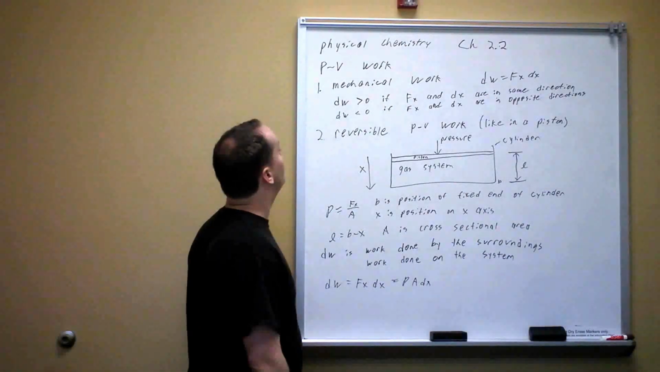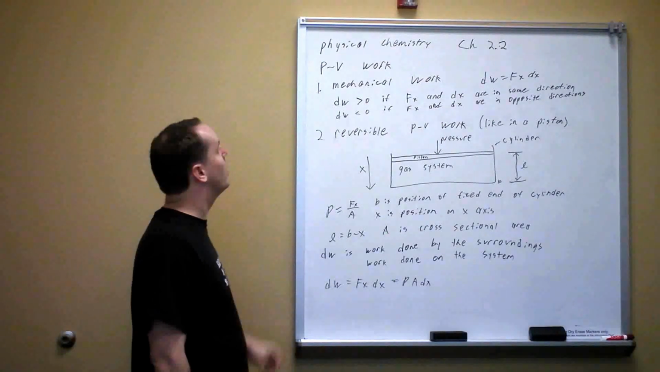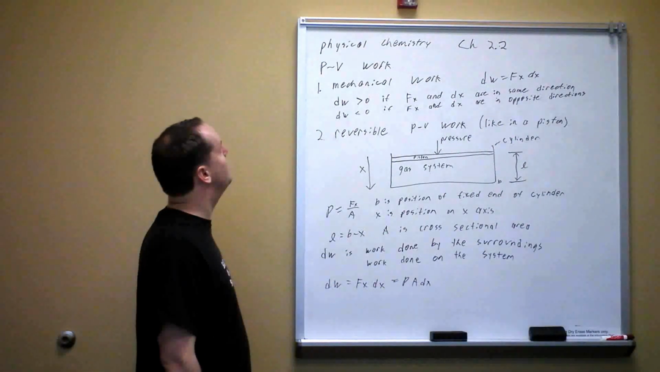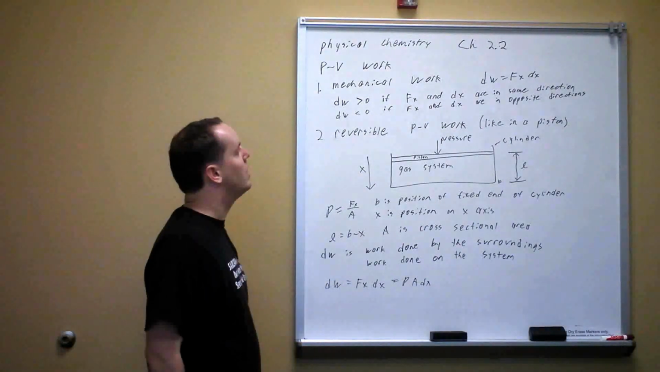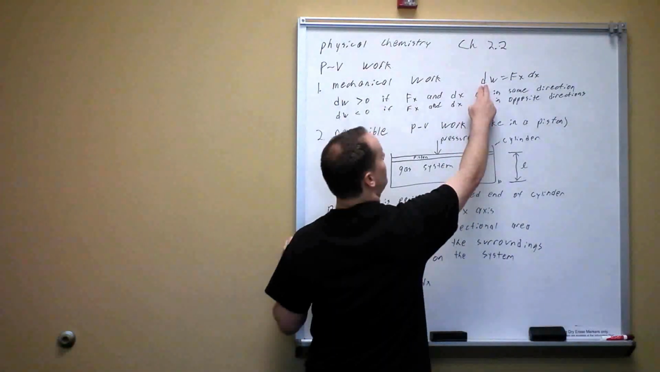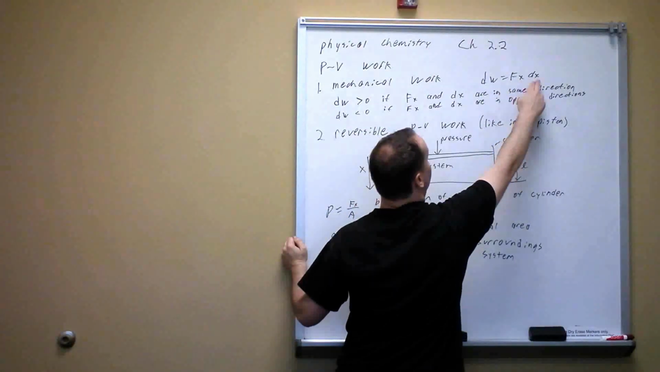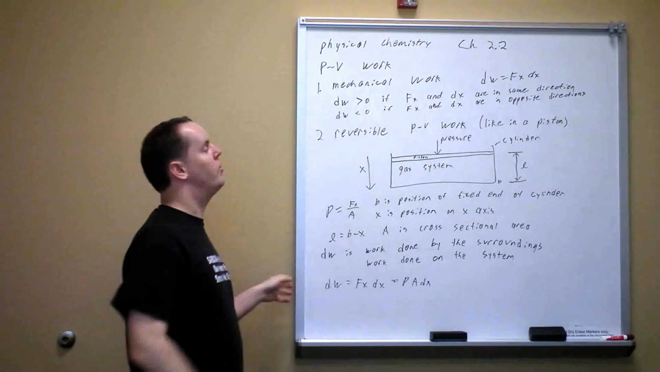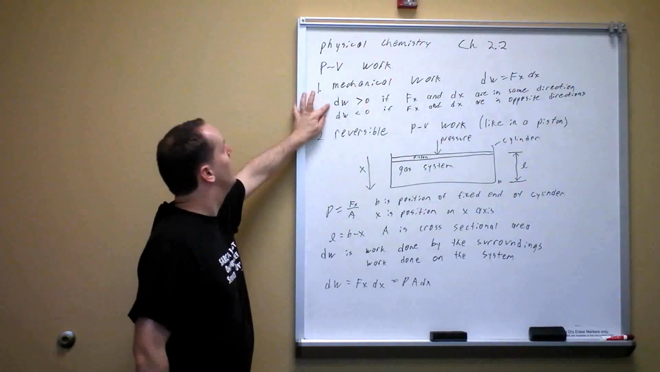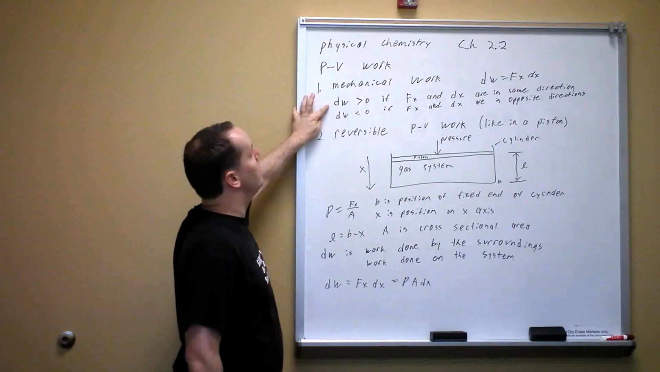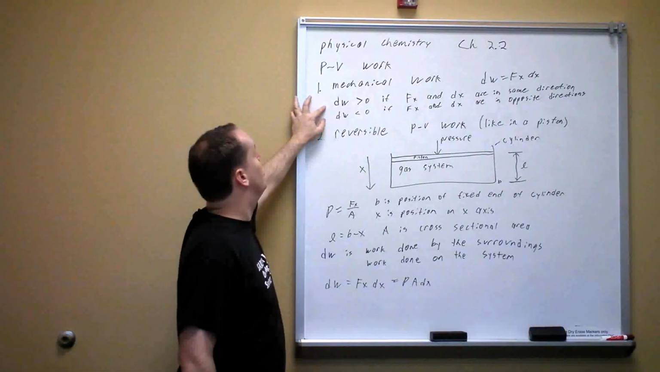Continuing on, chapter 2.2 of physical chemistry, we're going to start to derive pressure-volume work and how you calculate it. Now, there are a couple different types of work. One is just mechanical work, which we talked about already in the past few slides. The differential of work is equal to the x component of the force times dx, and so on if there were other dimensions. Now, our convention here is important. If dw is greater than 0, that means F of x and dx are in the same direction.